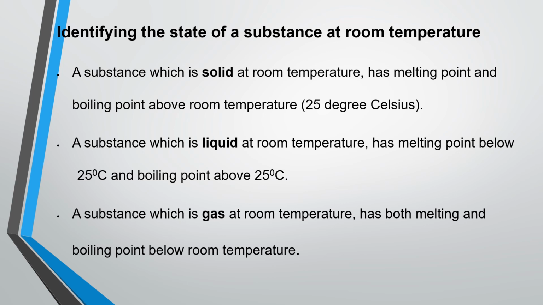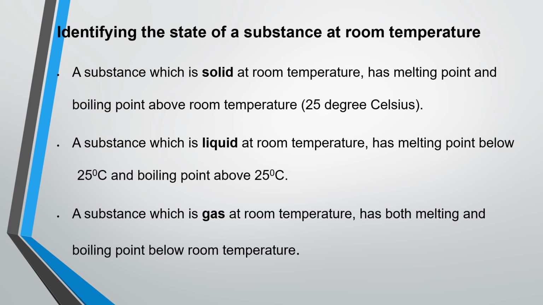Identifying the state of a substance at room temperature. How will we find out the state of a substance at room temperature when its melting and boiling point are given? A substance which is a solid at room temperature has melting point and boiling point above room temperature. Usually the room temperature is taken as 25 degrees Celsius.